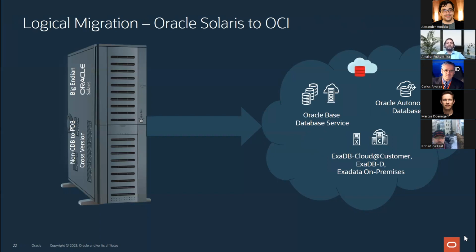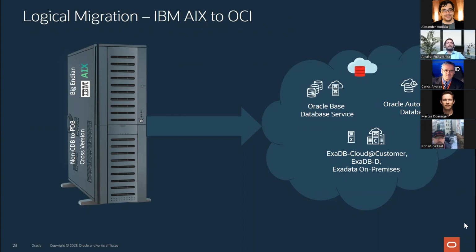Now we have seen two physical migration use cases. Let us have a look at the logical migration use cases. You can migrate an Oracle database running on Oracle Solaris, which is a big-endian platform, to any of the co-managed databases in OCI using logical migration. And along with the logical migration, as Carlos said, we can easily do the non-CDB to PDB conversion. Or if your database is running on, say, 11.2.0.4 on Solaris, you can directly come to 19c using the logical migration.